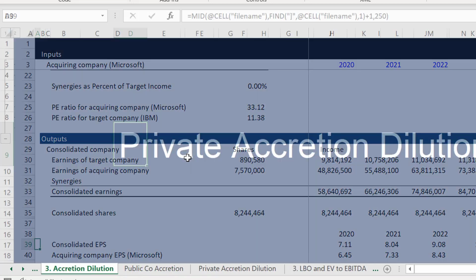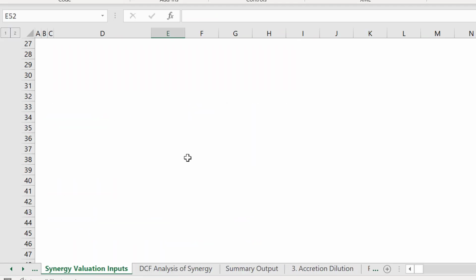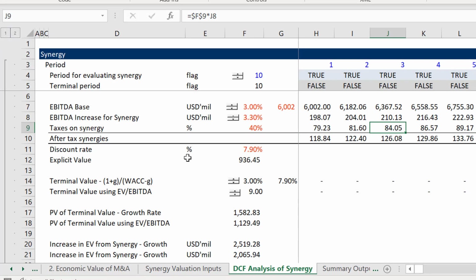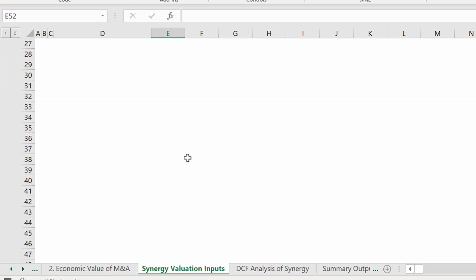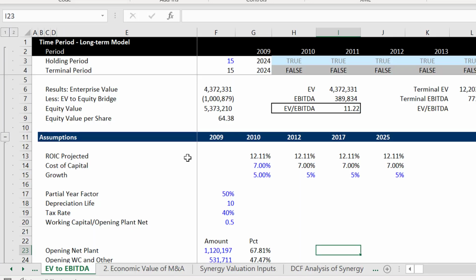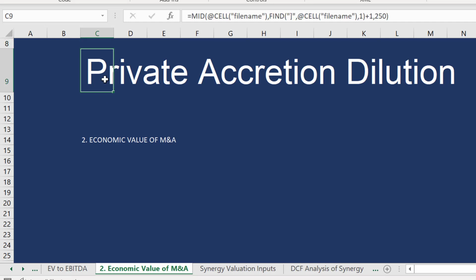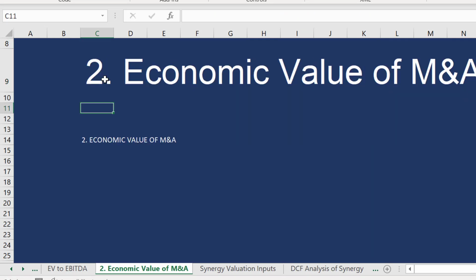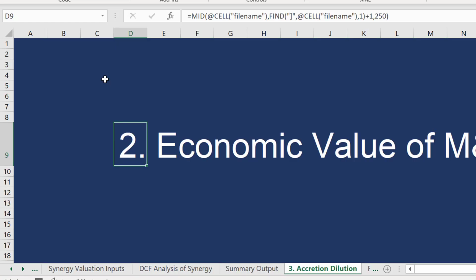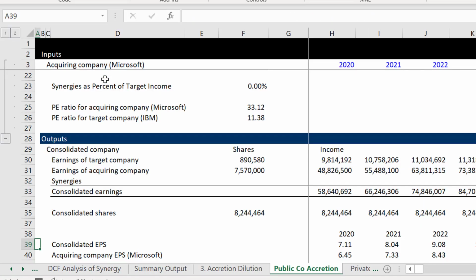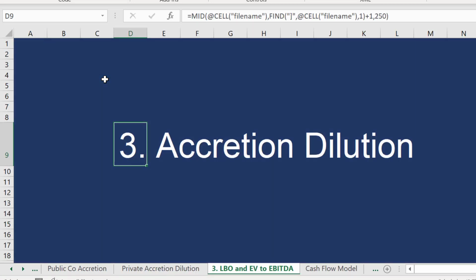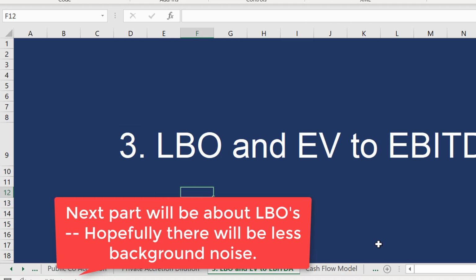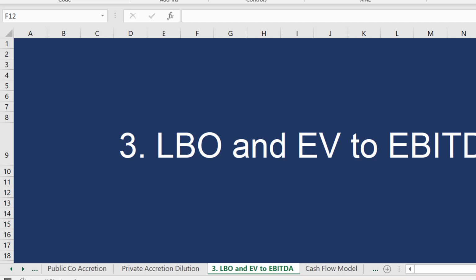So we've gone through two very different approaches. We've gone through the economic value, and then we get the accretion and dilution. And now I'm going to stop the video right now, and then we're going to make a third method, which is deriving the M&A value from an LBO analysis and an LBO model.